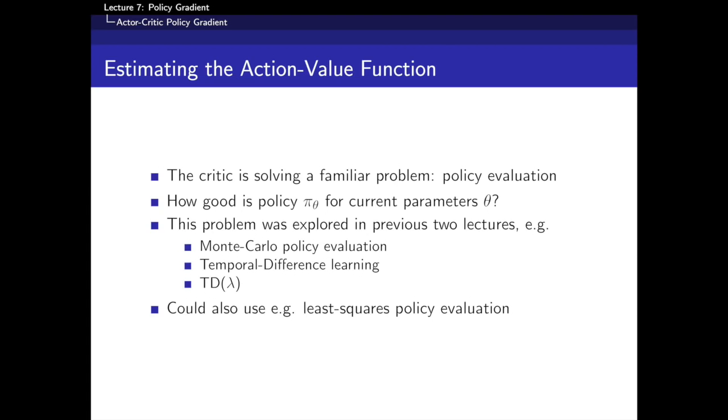A way to understand this is we want to say, how good is this current policy pi u for our current parameters u? We want to know how good is that thing. And so we can use everything we've learned so far: Monte Carlo policy evaluation, temporal difference learning, TD lambda, least squares temporal difference learning, pick your favorite policy evaluation algorithm, anything you like, throw it into the pot, get an estimate of your action value function, and use that to adjust your actor.